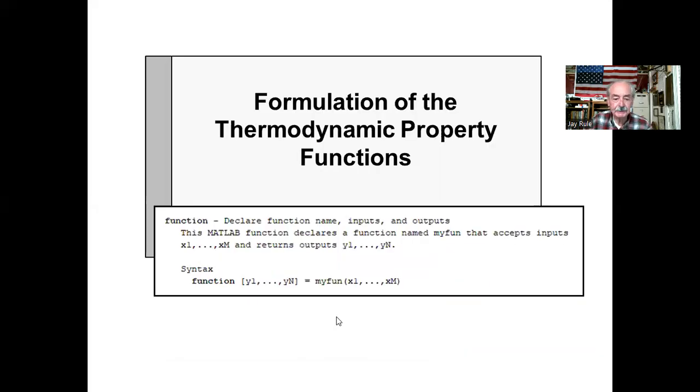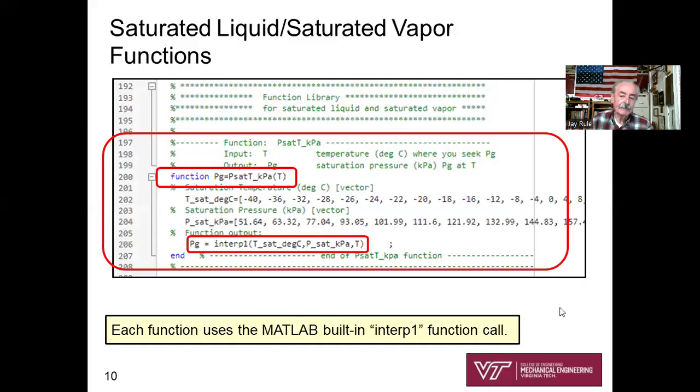Formulation of the property functions. Now, rather than going into the laborious details of explaining how a function works, I'll suggest you go back to the Steam Tables video for that detailed explanation. But again, for R134a, this comprises the function PG, in other words, the saturation pressure at a known temperature. Look how little this function is.